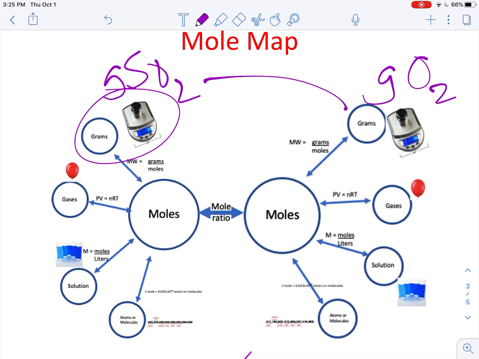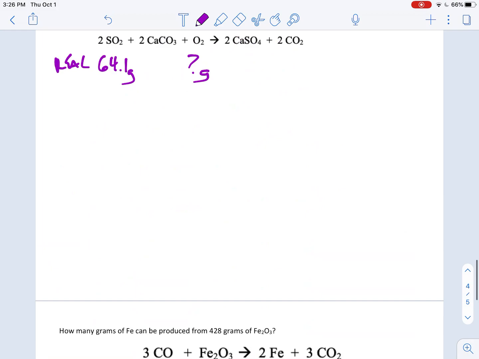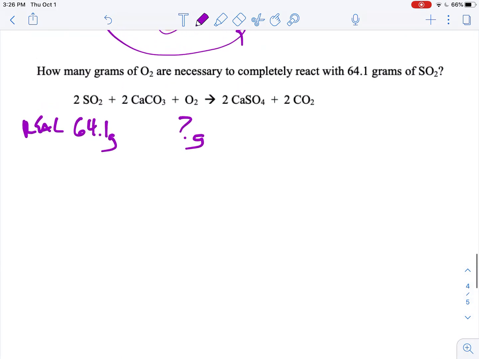And so I can't do that in one step. Those circles are not connected. I have to do it in 3 steps. Step 1, go to moles. Step 2, go to moles. Step 3, come up to grams. So step 1, I have to turn this guy into moles down here. So I look up the mass on the periodic table, and it turns out that sulfur dioxide has a mass of 64.1 grams per mole.